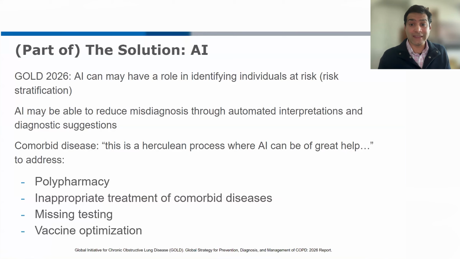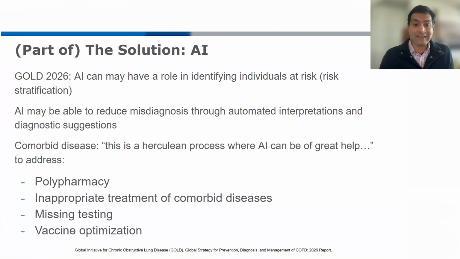AI can have a role in identifying individuals at risk. So this is going through your health system's charts, data, and all this fragmented data and pulling it together and saying like, this person is really high risk. We should reach out to them. We should get them in. We should get them tested. So stratifying that and then being proactive, right? Reducing misdiagnosis through automated interpretations, diagnostic suggestions.